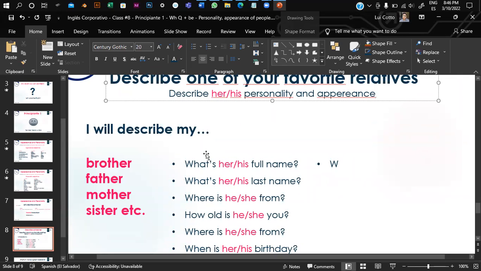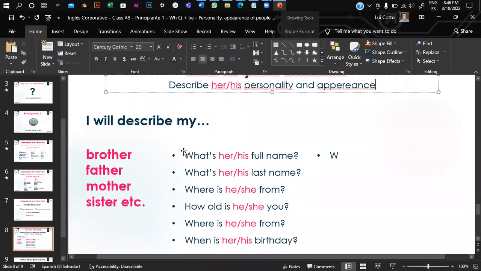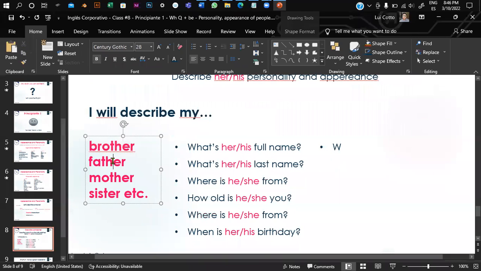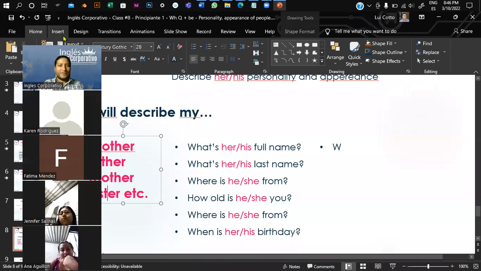In appearance. Describe one of your relatives. Okay. I will describe. You can start saying. Puede comenzar diciendo. I will describe my brother, my father, mother, sister. Okay. Ana, the microphone, please. Okay, who wants to start? Describe a member of your family. You can. Okay, who says, I will describe my father. My father is very angry, etc.